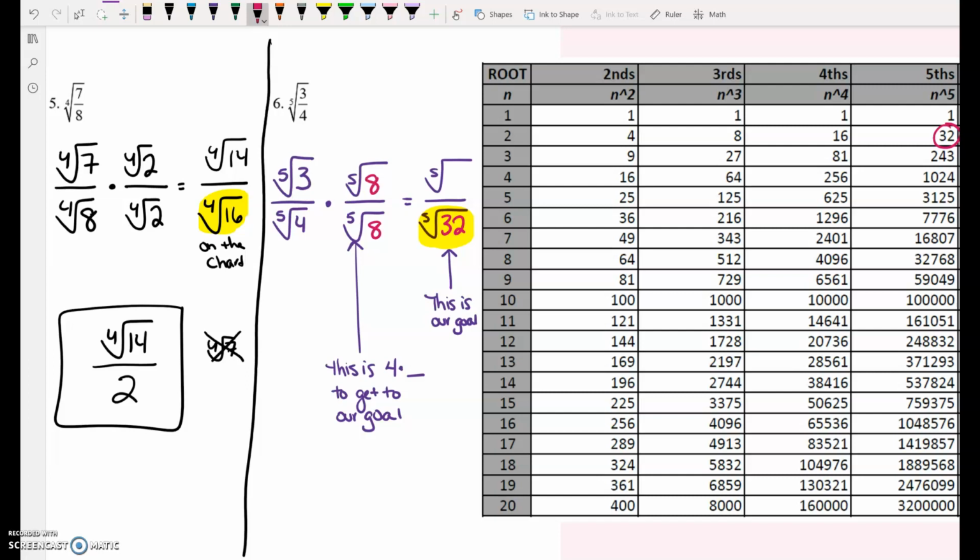We multiply the top and the bottom by the fifth root of 8. That's what we use to get to our goal. And that ends up giving us the fifth root of 24 over the fifth root of 32. So our final answer is the fifth root of 24 over the fifth root of 32, which is 2.